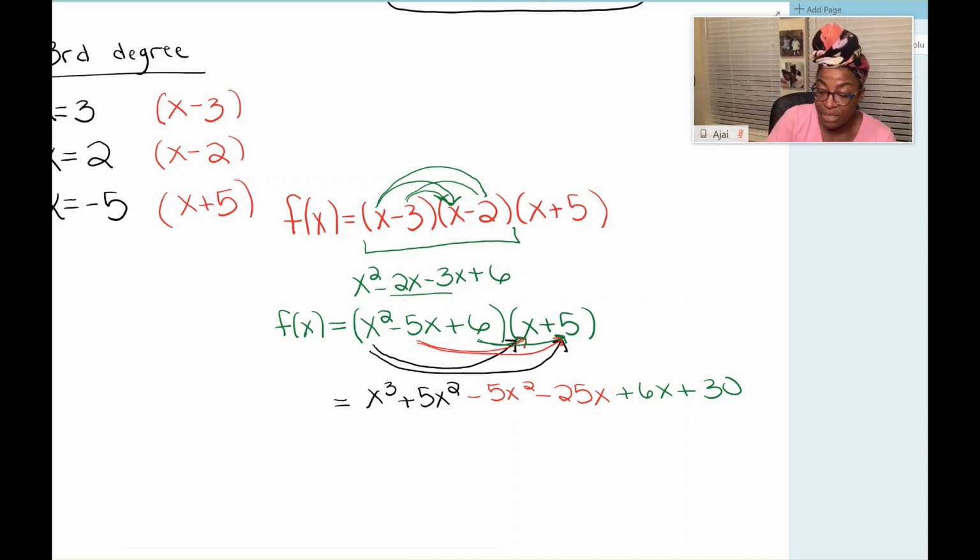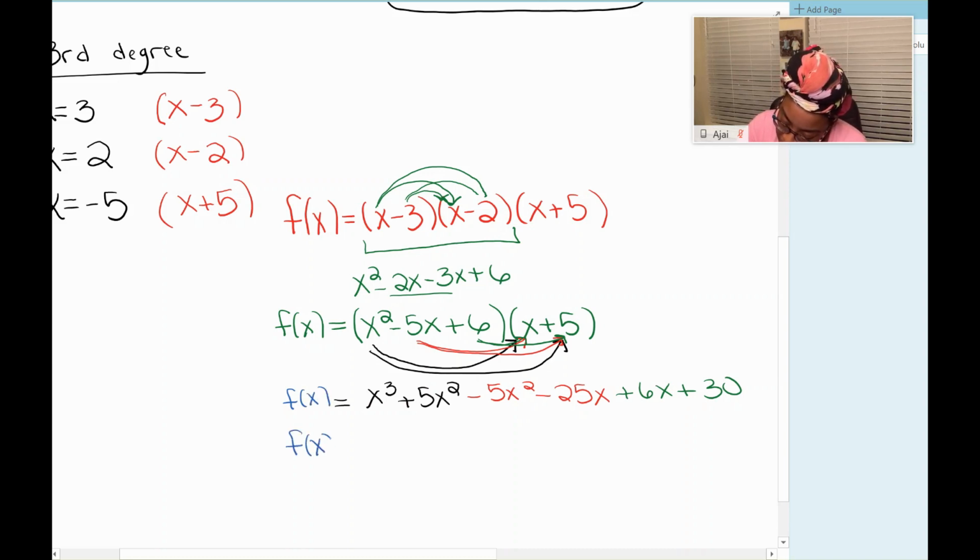The next step is to combine your like terms. Okay, I'm going to pick another color so you can see where I'm combining my like terms. Okay, and I'm going to bring down this f of x. Okay, f of x is equal to, I have x to the third. There's nothing that can combine with x to the third. I have 5x squared minus 5x squared.